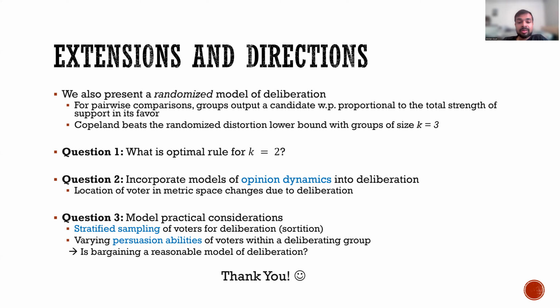That is, how do we sample the group for a deliberation, and how do we control for the fact that different people may have different persuasion abilities in the group? So people may misrepresent their strength of preferences to persuade the group to vote in their favor. So do we need to add a layer of bargaining as a model of deliberation? And there are many fantastic questions here.